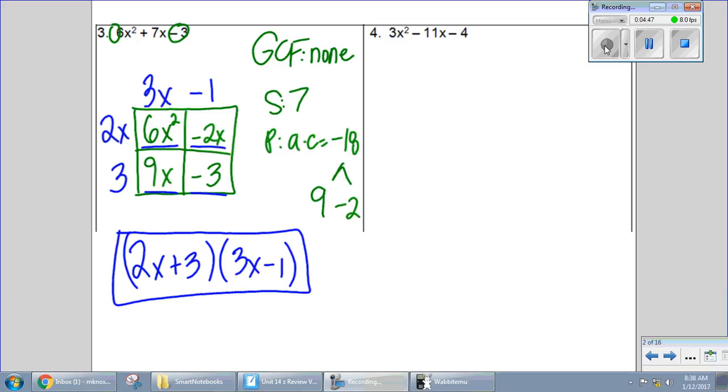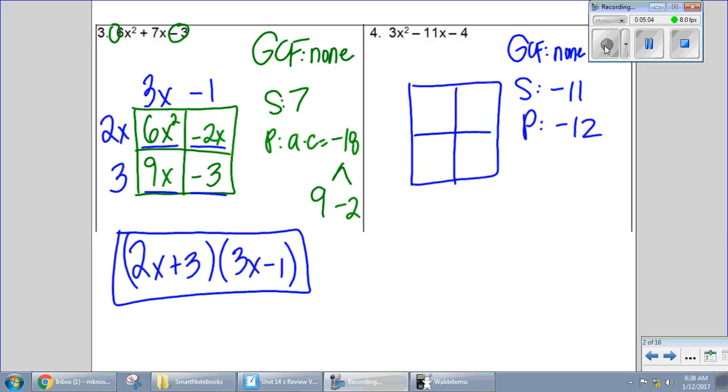Okay, number 4. GCF. Do I have one? No, I do not. So none. My sum is going to be -11. My product is negative 12. I'm going to go ahead and start my box for this one. I put 3x squared in the top left, negative 4 in the bottom right. Now we've got to find the factors that multiply to give me negative 12 and add to give me negative 11. I'll give you 1 minute to do that.